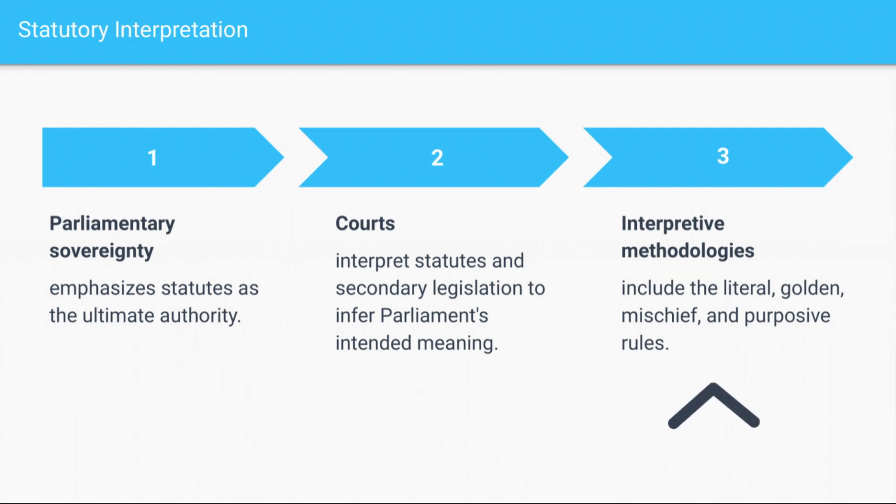Finally, we look at the interpretive methodologies used by the courts. These include the literal rule, where the words of the statute are given their plain, ordinary meaning; the golden rule, which allows for a modification of the literal meaning to avoid absurd results; the mischief rule, which looks at the law's purpose to address the issue the statute was meant to remedy; and the purposive approach, which considers the broader purpose and intent behind the law.